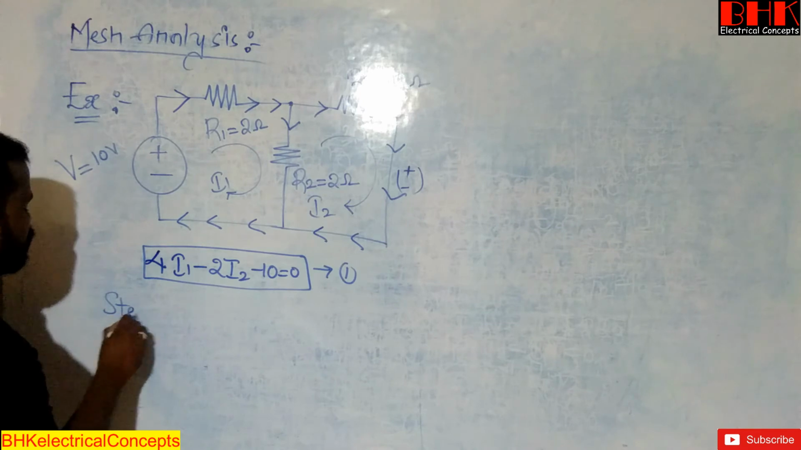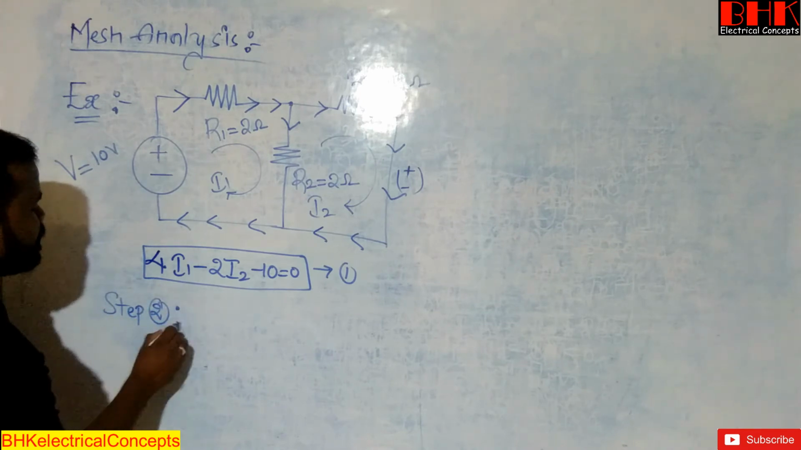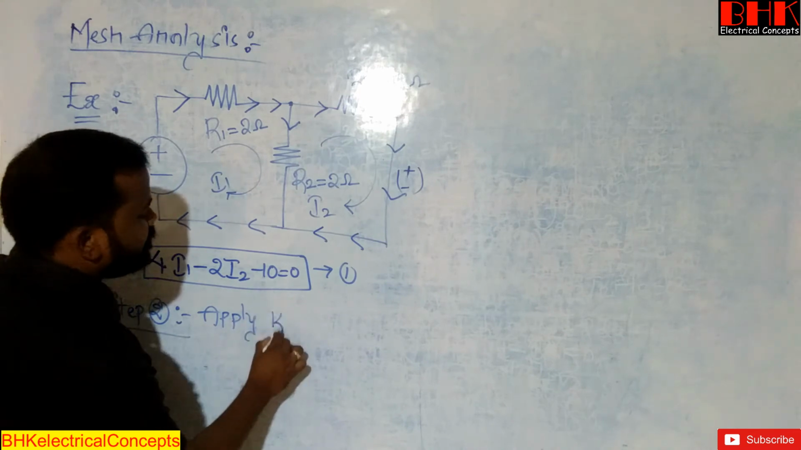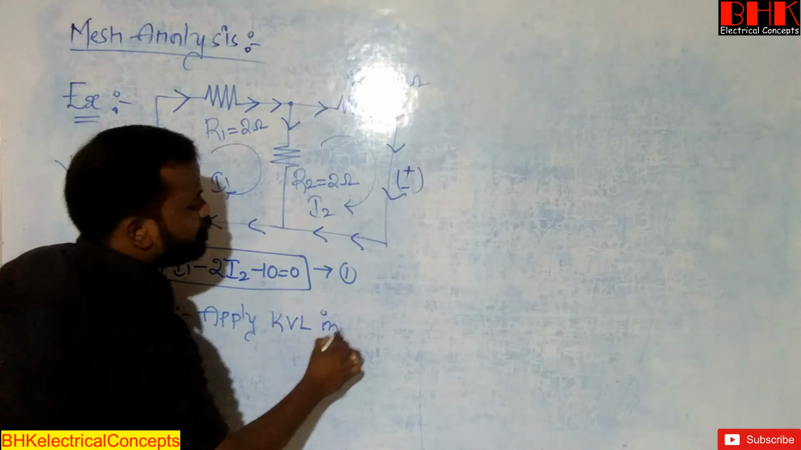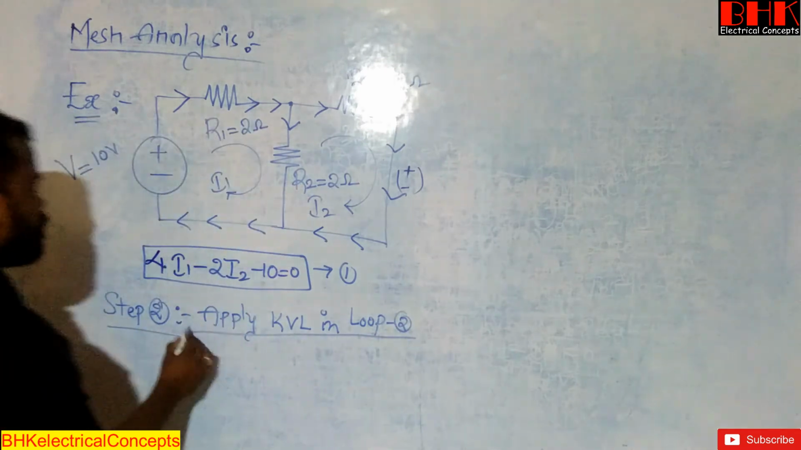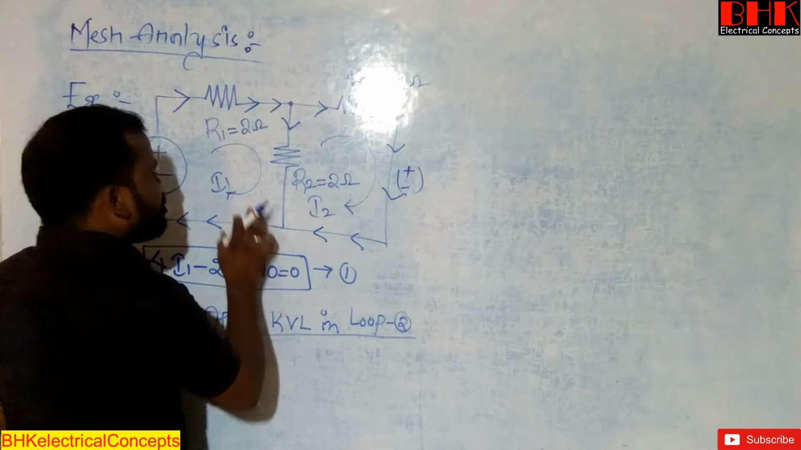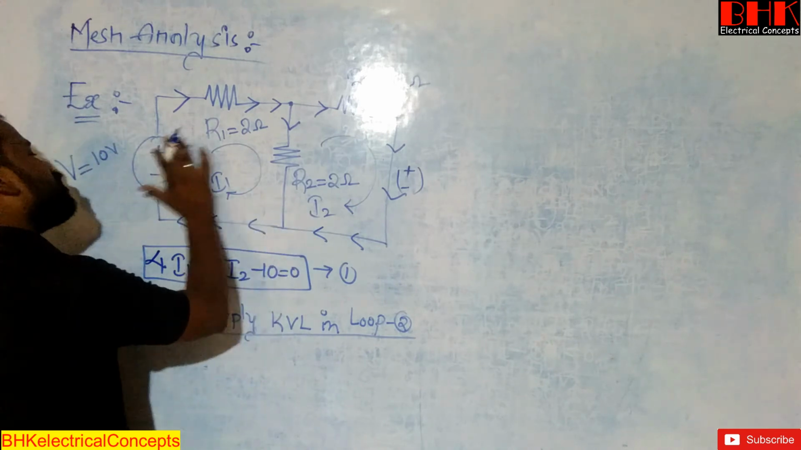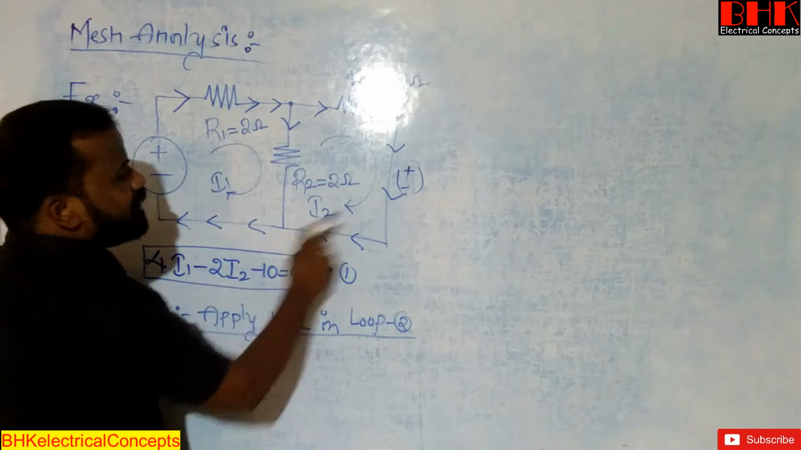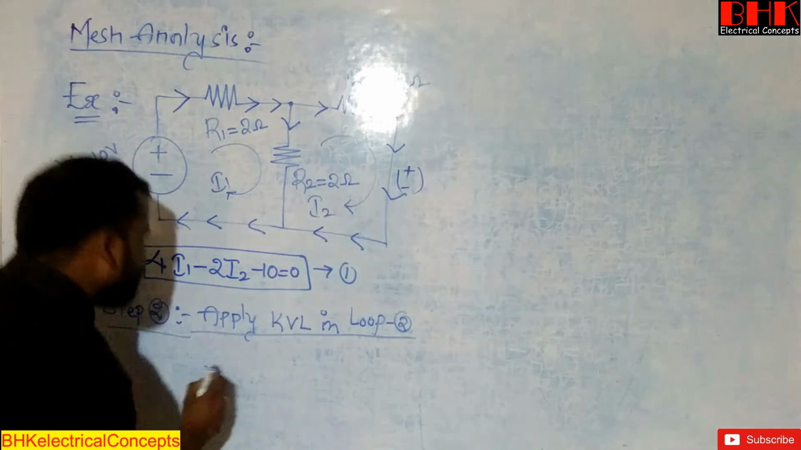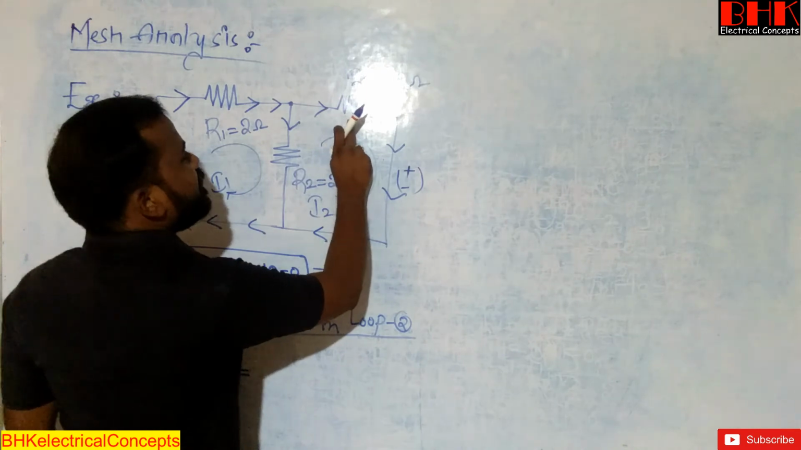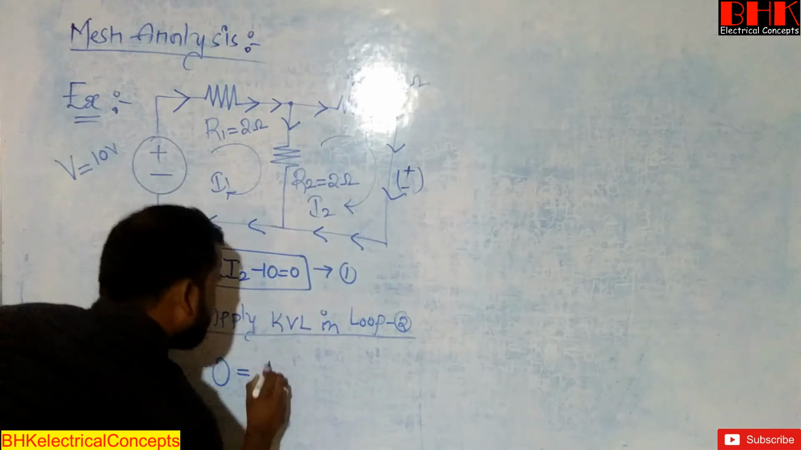So step number 2, again apply Kirchhoff's voltage law in loop number 2. Clear? Compared to loop 1 and loop 2, there is no voltage source in loop 2, but there is a voltage source in loop 1. That's why there is no applied voltage here. That's why 0 is equal to, start from here, the drop across resistance.